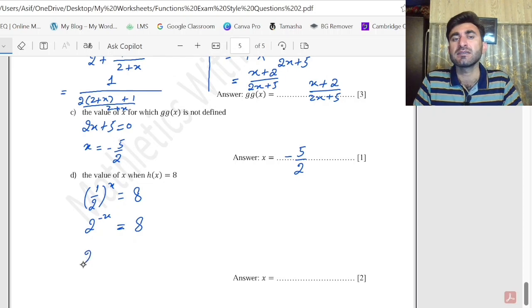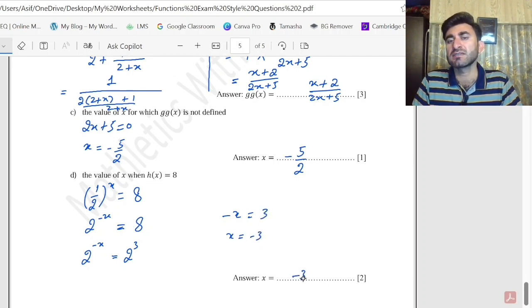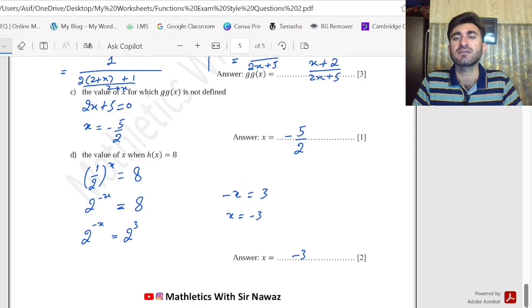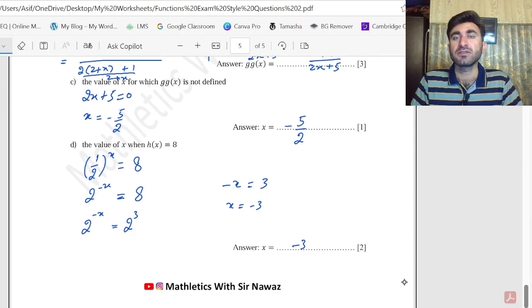And I can just equate the powers when there are same bases. So I can write 8 as 2 to the power 3, and because there are same bases, I can say that minus x equals 3 or x equals minus 3. So that is the value of x for part D, and this worksheet is complete over here.